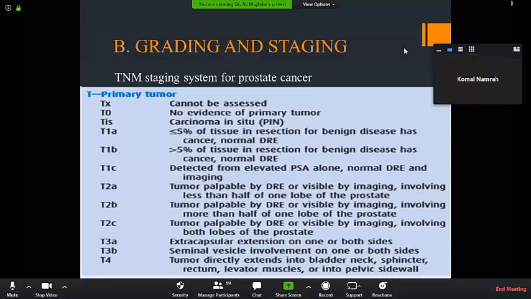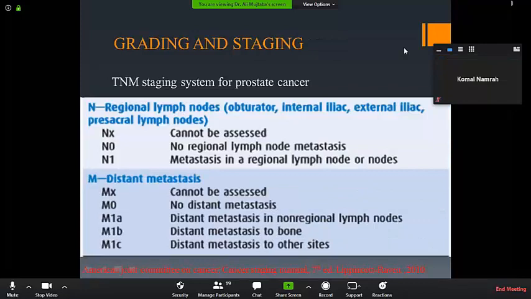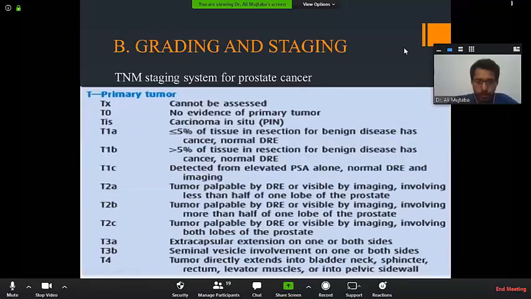T2a: tumor palpable by DRE or visible by imaging involving less than half of one lobe of the prostate, while T2b involves more than half of one lobe. In T2c, the tumor, palpable by DRE or visible by imaging, involves both lobes of the prostate. T3 and T4 are not associated with localized prostate cancer.